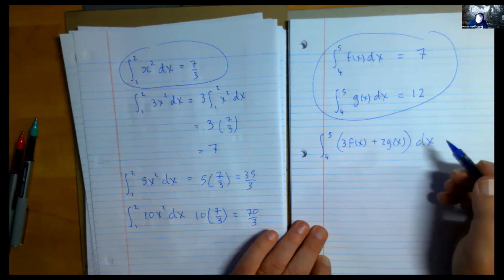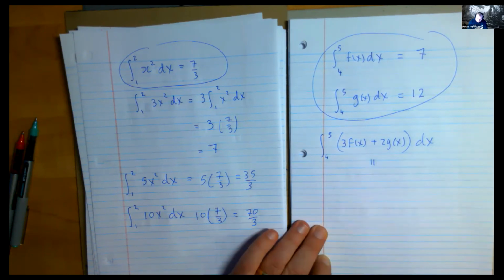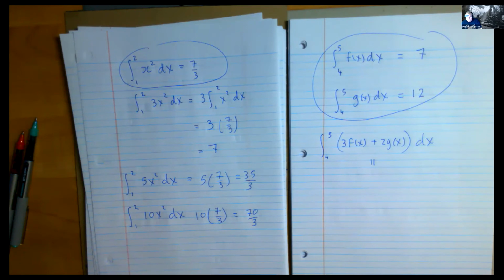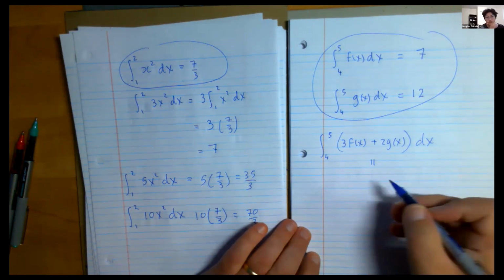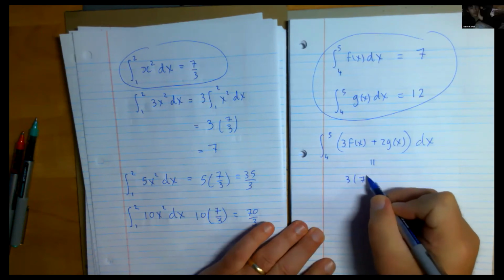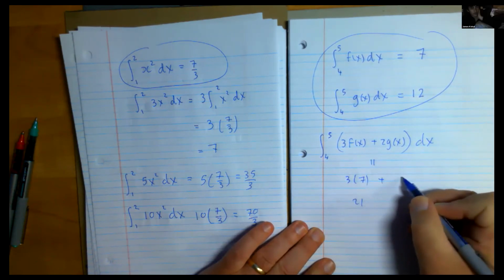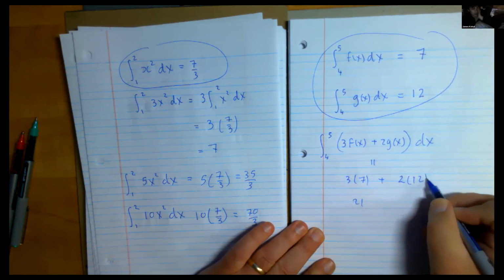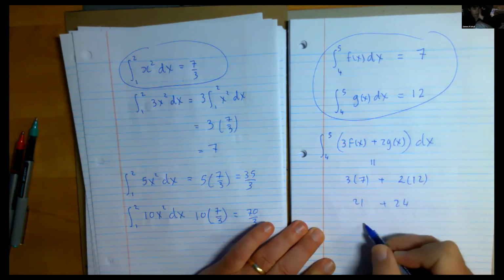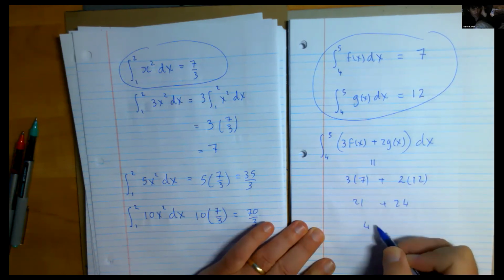So how would I go about that? What would it be equal to? It would just be 21 plus 24, which would be 45. Yeah.